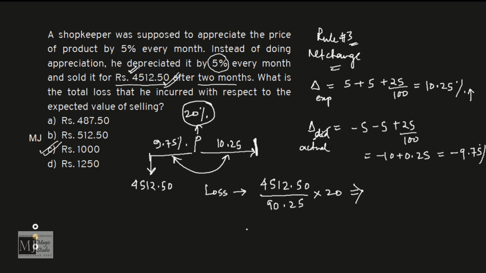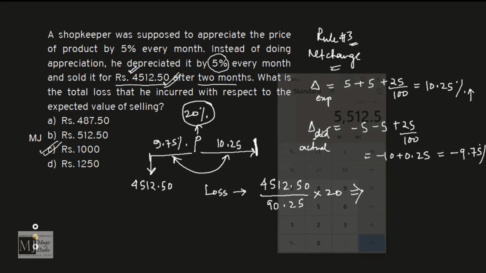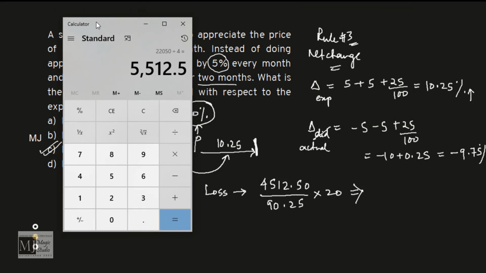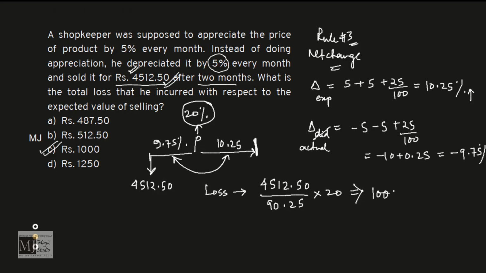If you are good at calculation, use your calculation skills, or if you are good at using the on-screen calculator, see how quickly we can use it. In just one use of calculator, we have 4512.5 divided by 90.25 into 20. Bingo, 1000. Answer. Rule book is the queen and queen is the new king.